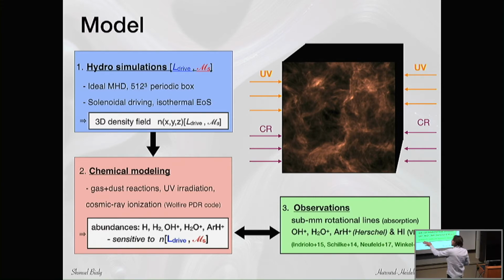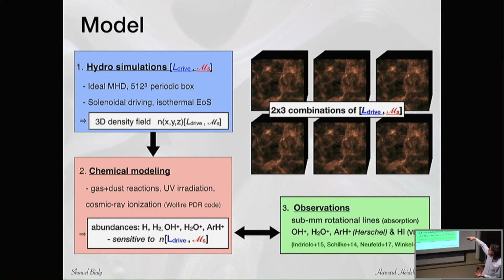So in the end, we get these abundances, and we can also go to observations: sub-millimeter rotational lines of these. Here we concentrated on OH+, H2O+, and ArH+ (argonium), which we find are good tracers of the density field because they're very sensitive to the density. We have observations of these species with Herschel, and maybe soon with SOFIA. Then we compare the observations with simulation, and we can say something about the turbulent field. That's the idea. For this, we not only run one simulation, we have to run several.